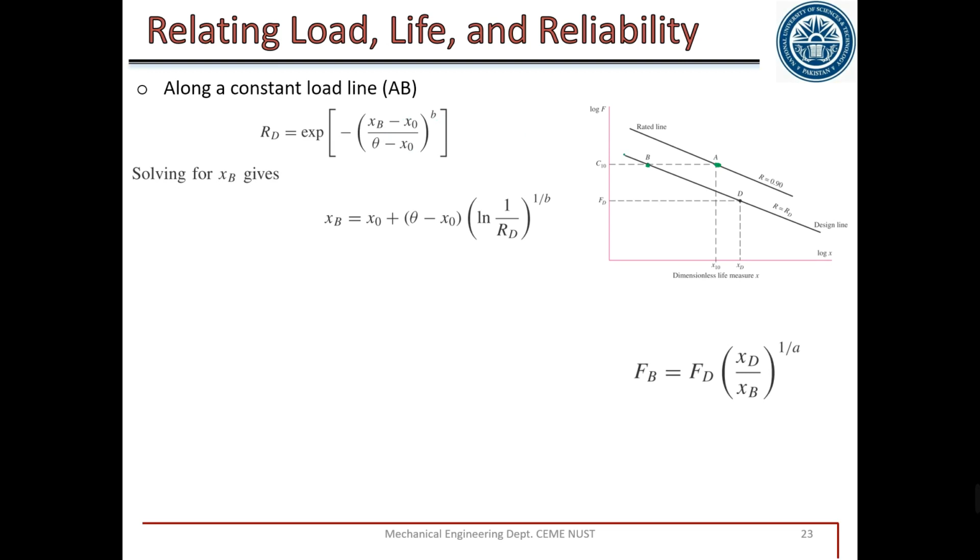This Weibull criterion, because the line is constant, we can calculate for the same life from one contour to another contour, we can move from one point to another point. Using the same equation, we will get xB equal to x0 plus (theta minus x0) and this whole equation. Rd is desirable reliability, and xB is the value of this. We need a value of this. In our case, we need a force, a value of force for this case.